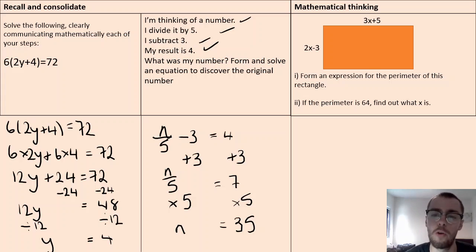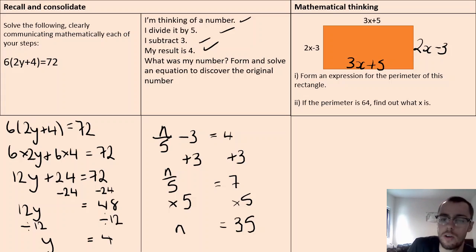And then the last one, the mathematical thinking one, a bit trickier than the triangle one that I showed you. We're going to form an expression for the perimeter of this rectangle. So before I do that, I'm going to just label these sides of the rectangle. We know parallel sides in rectangles must be equal. If that makes things easier, please feel free to label those missing sides.